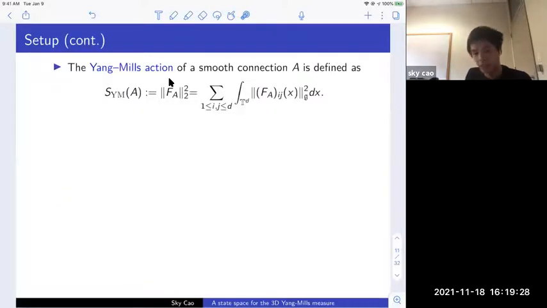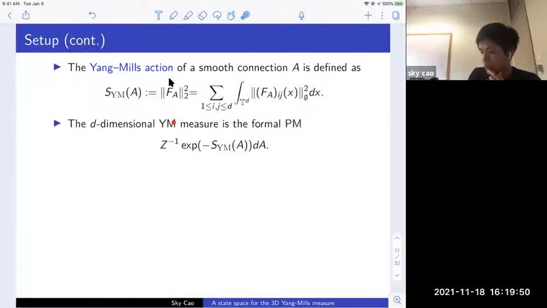So now that I've defined the curvature, I can finally define this thing called the Yang-Mills action of a connection, and it's simply the squared L2 norm of the curvature, or in other words, the sum of the squared L2 norms of each of the component functions. You can think of this Yang-Mills action as a nonlinear version of the energy of the connection A.